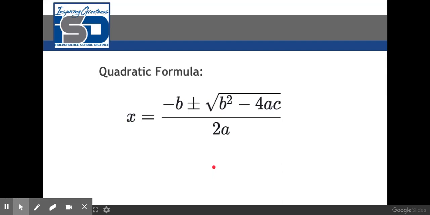Hopefully you saw that the discriminant is underneath the square root, b squared minus 4ac. We just used this last lesson to help us find how many solutions and what type of solutions we would have. The other part that we should have noticed is the opposite of b over 2a is at the front of the quadratic formula.